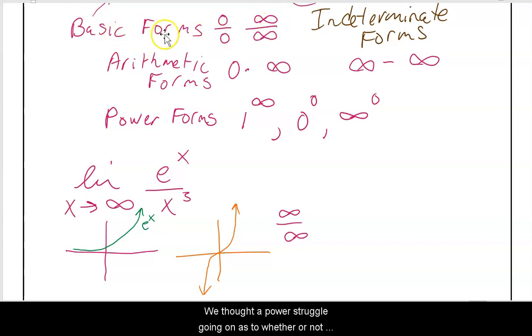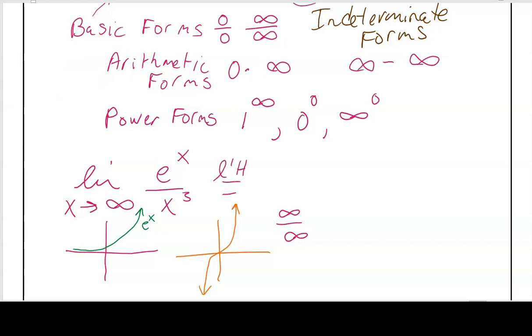We've got a power struggle going on as to whether or not these are the same size of infinity. It actually turns out they're not. But what we see right here is that we have an indeterminate form. It is one of the basics, so we can do L'Hopital's rule. So what we're going to write is we're going to put in equals, and we're going to put an L'H above it. These two are not equal without the L'H. It has to be there. It's part of it.